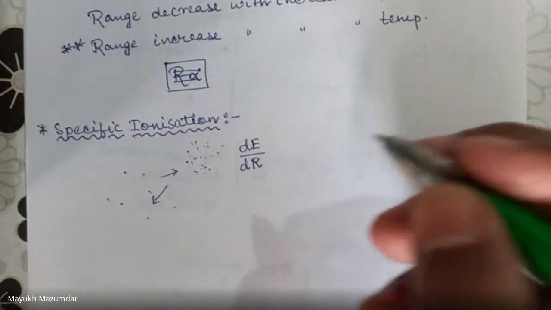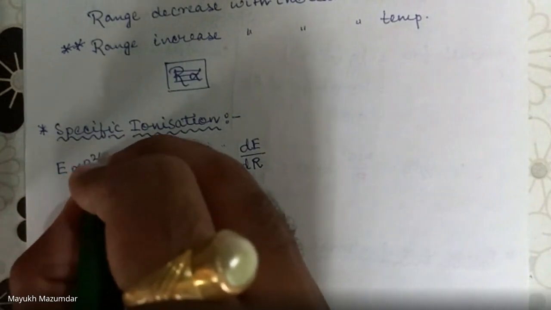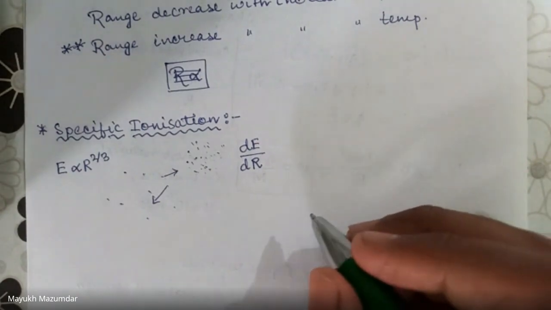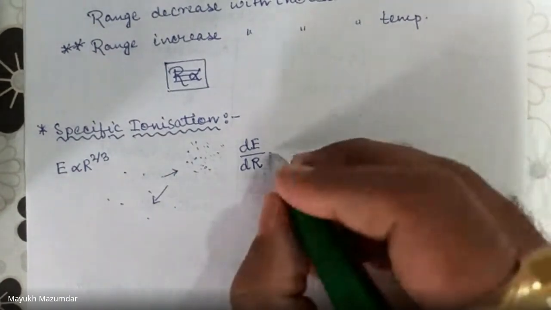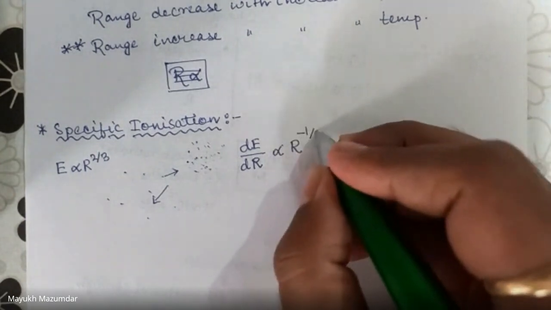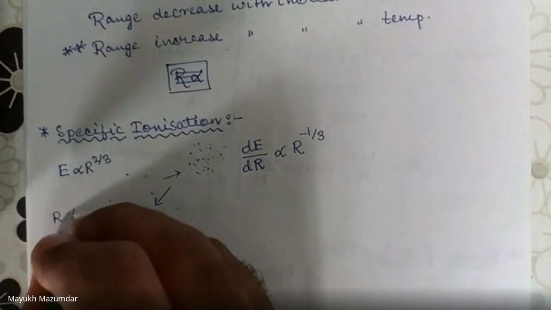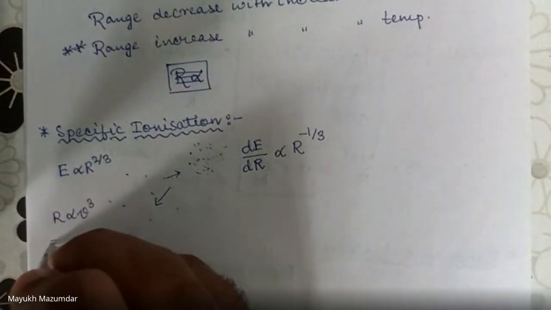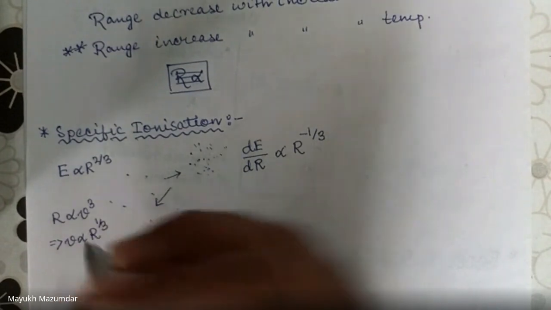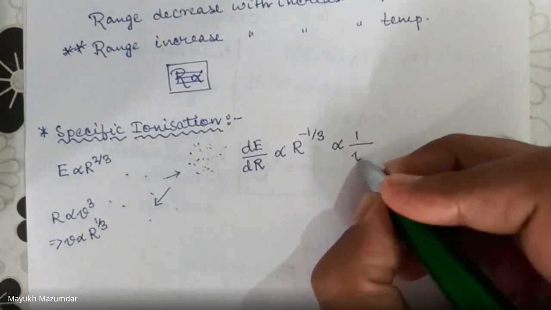And we know that E is proportional to R to the power 2/3. If R is proportional to E to the power 3/2, E will be proportional to R to the power 2/3. So this thing would be proportional to R to the power minus 1/3. And we know that R is proportional to V cube, so V is proportional to R to the power 1/3. So this thing is proportional to V to the power minus 1, that is 1 by V.